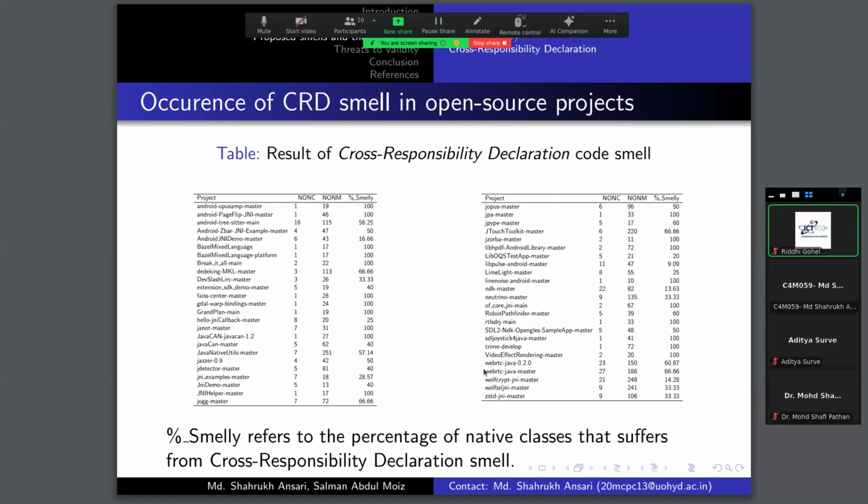To assess the occurrence of this CRD smell in open source projects, we chose the same 70 open source projects which we used for language envy, and this is the result. NONC is the number of native classes, meaning those classes which declare at least one foreign method, and number of native methods is the number of foreign methods in those classes. Percentage smell refers to the percentage of native classes that suffer from cross responsibility declaration as well. Here we can see that wherever the number of native classes is less and the number of native methods is more, it suffers from this smell.